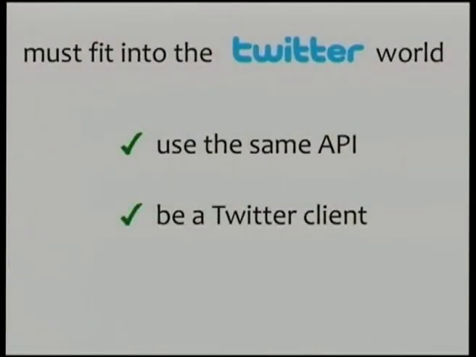But perhaps the most useful insight from StatusNet was how they integrated into the existing world that they were trying to replace. How did they integrate with Twitter? Now, they did this in two ways: using the same API and by being a Twitter client themselves. What does it mean to use the same API? Well, it means that for all of the existing Twitter clients that are out there, on mobile phones, desktops, etc., all they need to change in their code to support Identica is this.